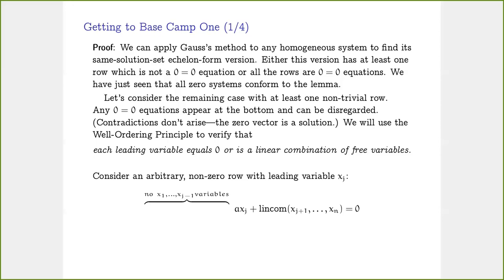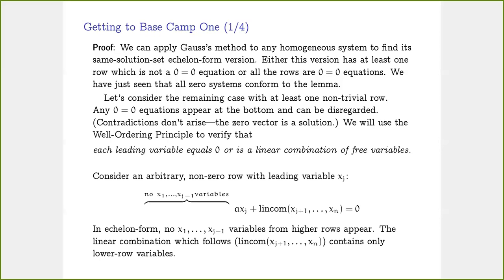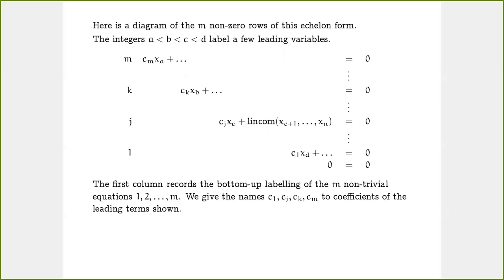Now there could be on the right a linear combination, it could be 0, but it could be a linear combination of variables xj plus 1 to xn, but those are variables that could only be leading variables in the rows below this equation. So that's going to be important. In echelon form, again, no x1 to xj minus 1 variables from higher rows appear. The linear combination which follows contains only lower row variables, some of which could be leading, some of which could be free. Here's a diagram of the whole system, the m rows of this echelon form.